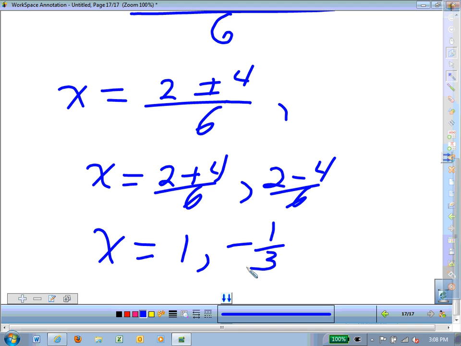So every quadratic you can solve with the quadratic formula. In this case, you might have gone back and done some other technique and done the same thing. But you wouldn't have to.